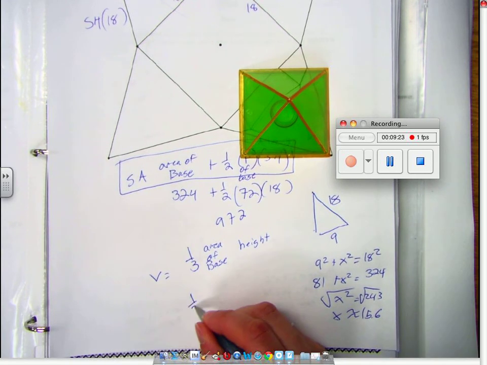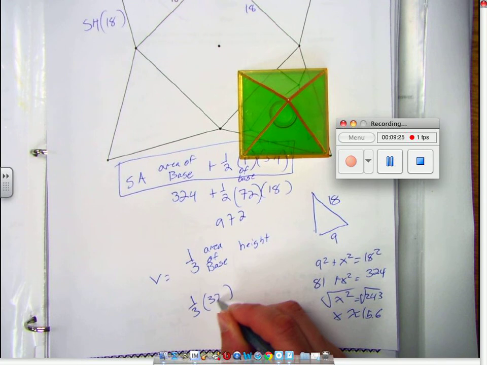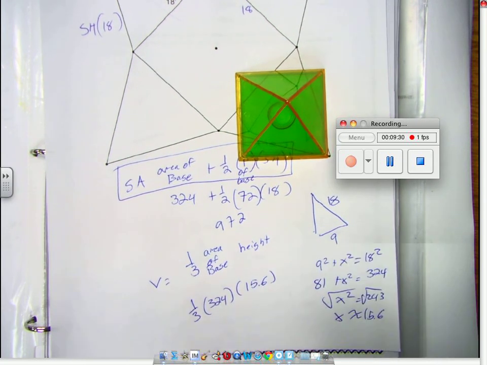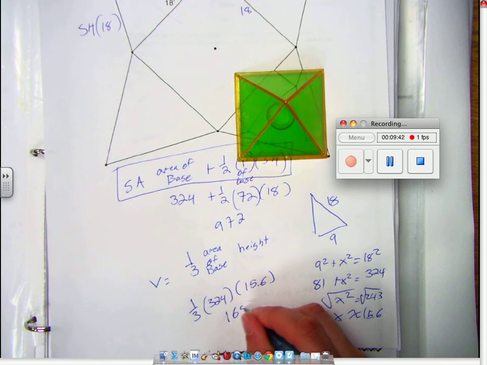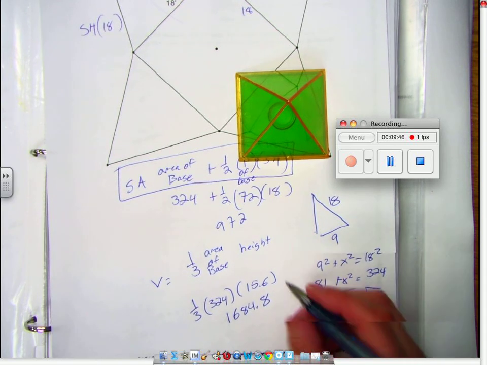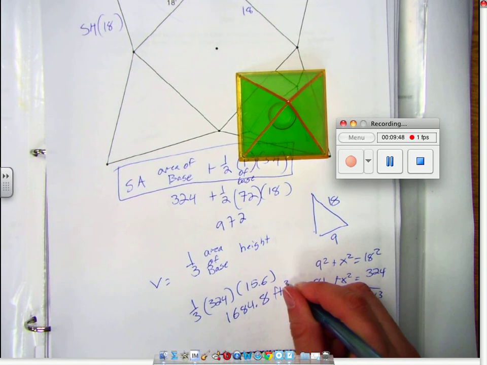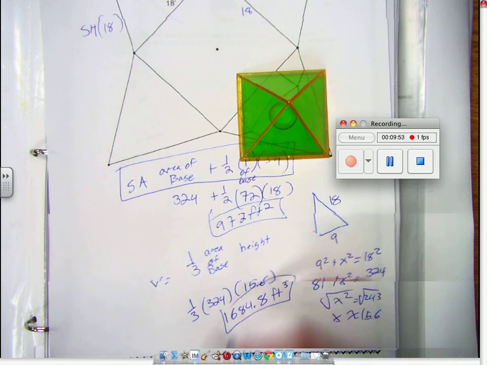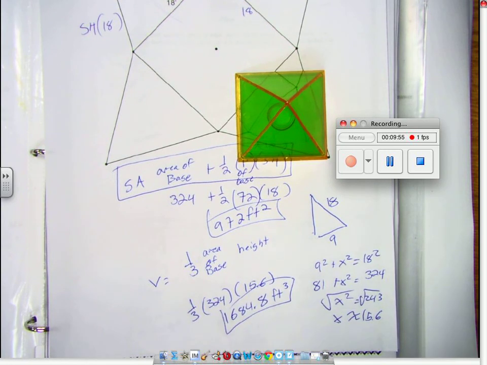So we're going to say 1/3 times the area of the base, which is 324, times the height, which is 15.6. 1/3 times 324 times 15.6 gives us 1,684.8. And this is in feet cubed. And this is feet squared. I'm just going to do 1. Does that sound good for you? So you guys can start your homework.